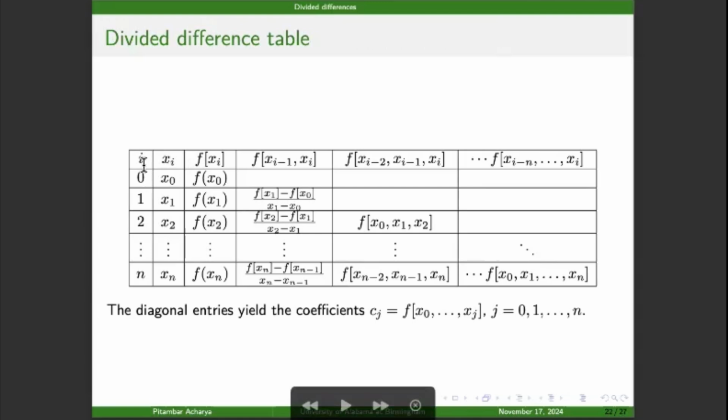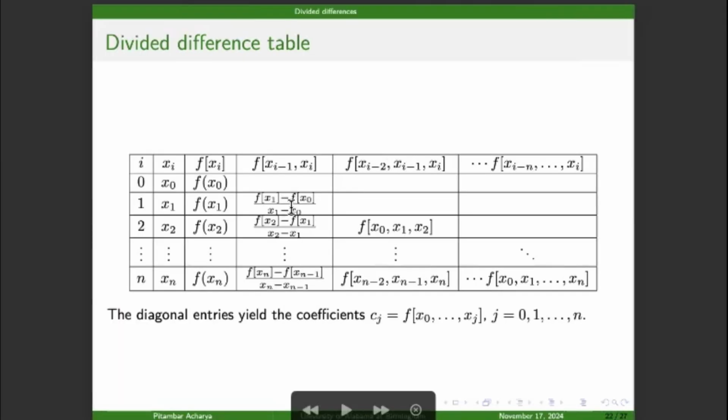The first column is the value of i. How many data points do we have? There are n plus 1 data points. So xi takes the values x0, x1, x2 up to xn, and next we have the functional value f of xi. The following columns will give the divided differences. Here this remains vacant, and this remains vacant. So we have values only on the diagonal.